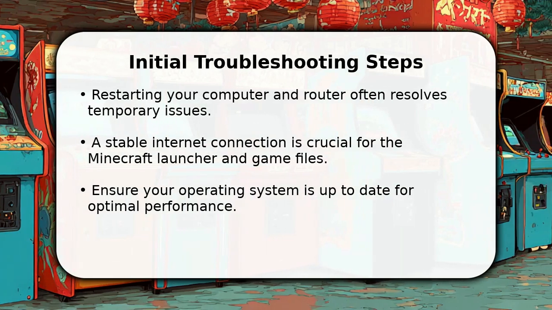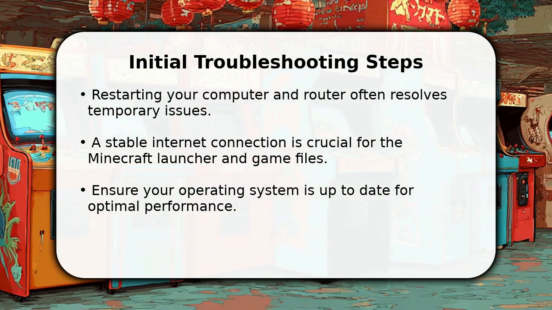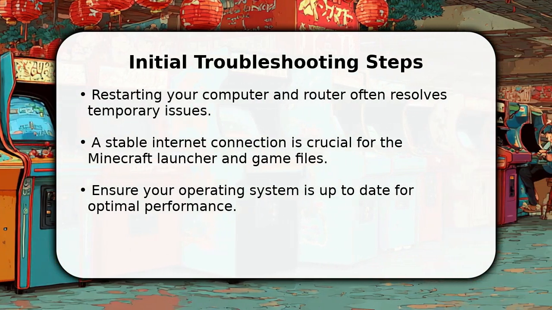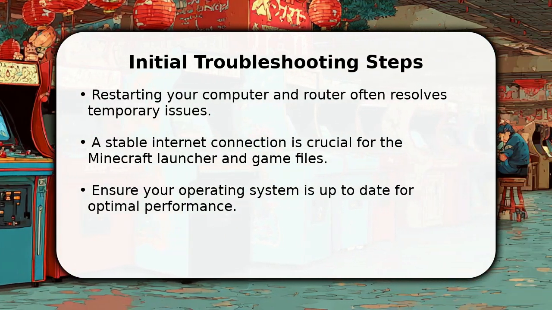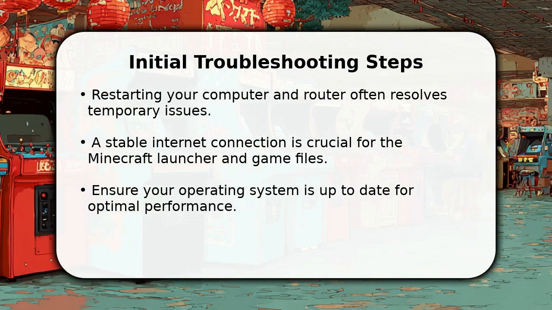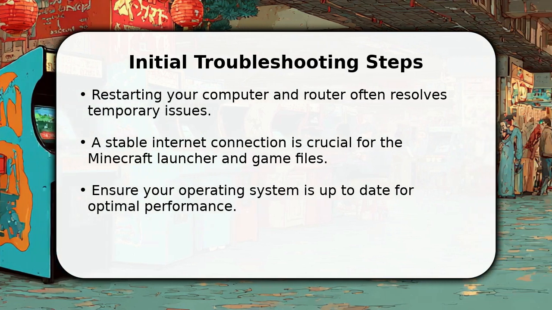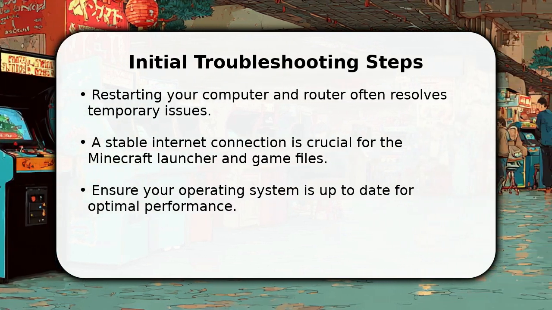In this video, I will explain how to fix error code 1 in Minecraft Java. First, try restarting your computer and your internet router, as this simple step can often clear up many temporary glitches. A stable internet connection ensures the launcher can properly download and verify game files.